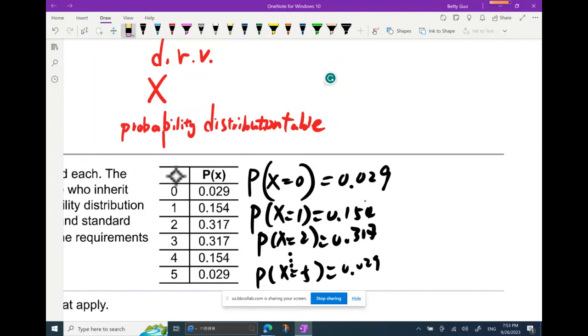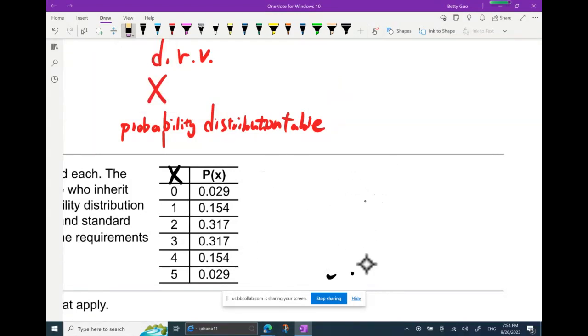As you can see, the title, technically, is supposed to be a bigger X. Even the book sometimes does not differentiate, which is incorrect. They're supposed to make this a capital X, because here the x is a small lowercase x, which is different. Lowercase x is the value of the random variable. Capital X represents the variable itself. So very important.